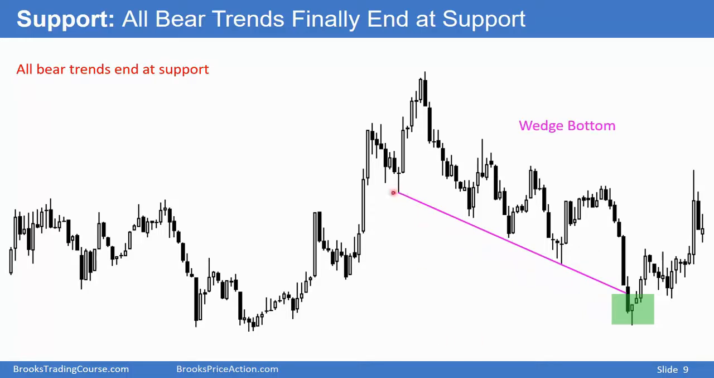Another wedge bottom. We had 1, 2, 3. That bottom failed. We had 1, 2, 3. That bottom failed. And now we're getting a bear breakout below a bear channel. You can call it 3 pushes, 4 pushes, 5 pushes. Doesn't matter. 3 or more pushes, it's a potential wedge. And we're getting a strong bear breakout below a wedge bottom.